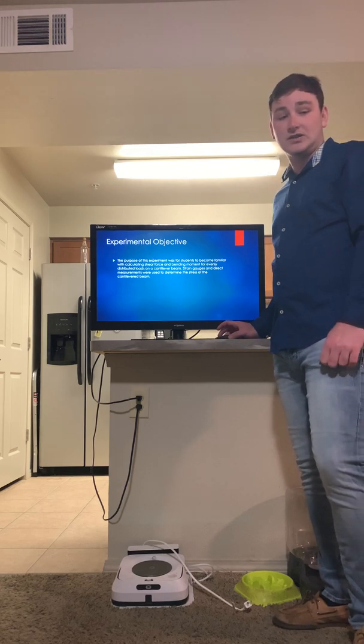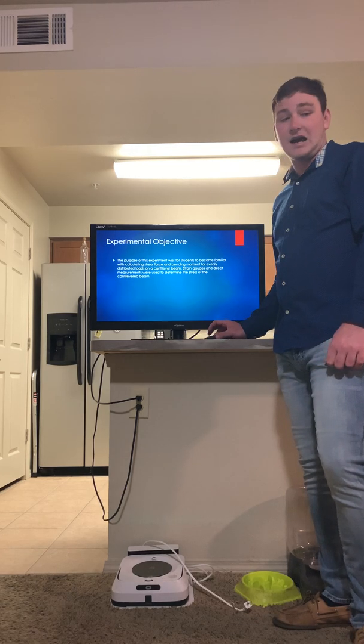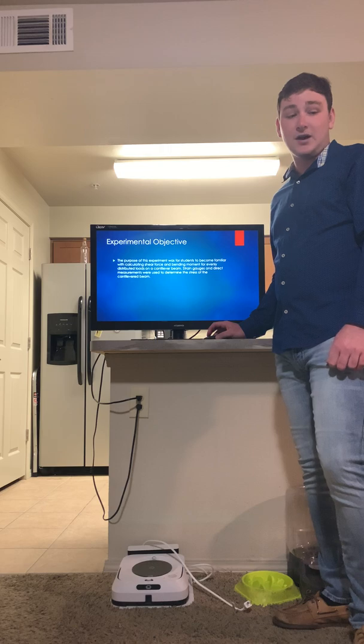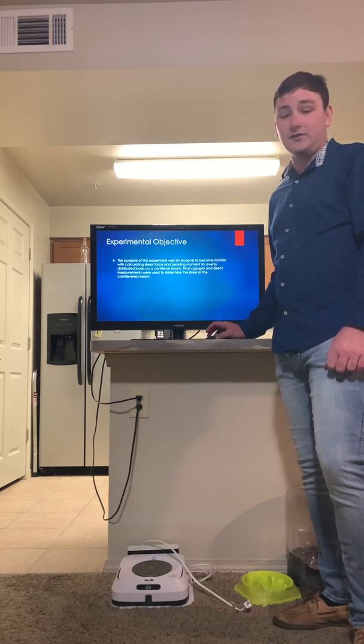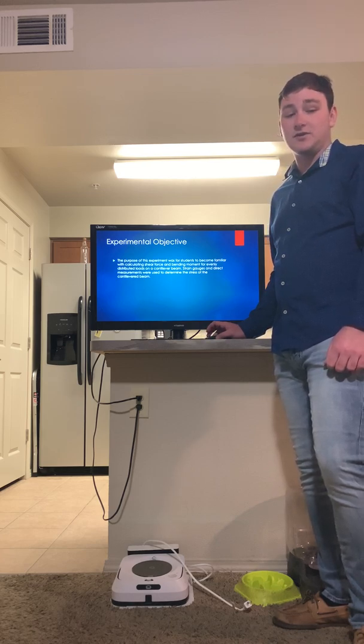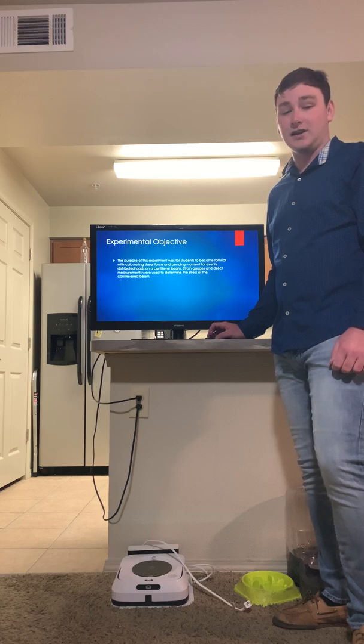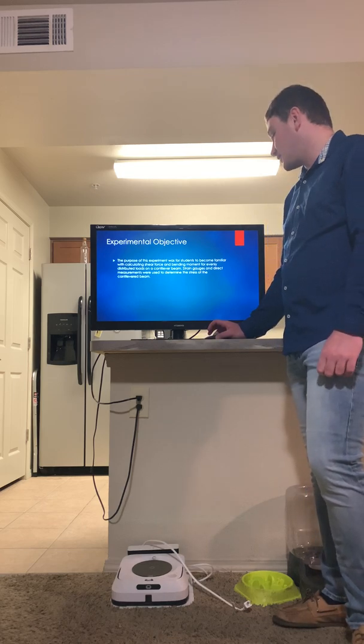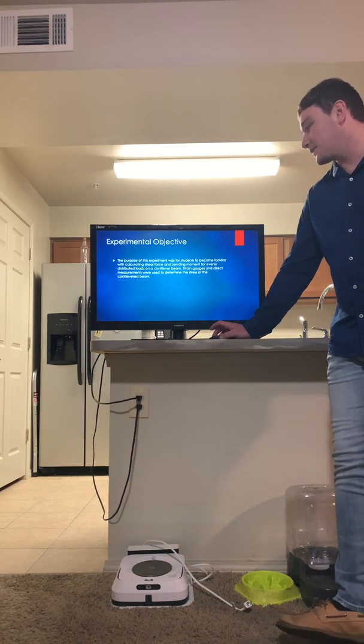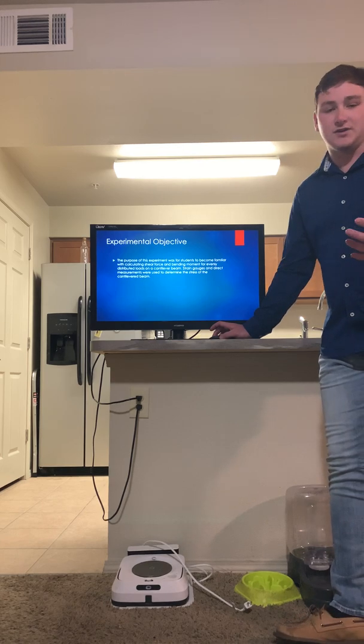So the experimental objective of this lab was for students to become familiar with calculating shear force and bending moment for an evenly distributed load on a cantilever beam. Strain gauges and direct measurements were used to determine the stress of the cantilever beam. So that is the experimental objective, kind of an overview of what this lab was supposed to do.